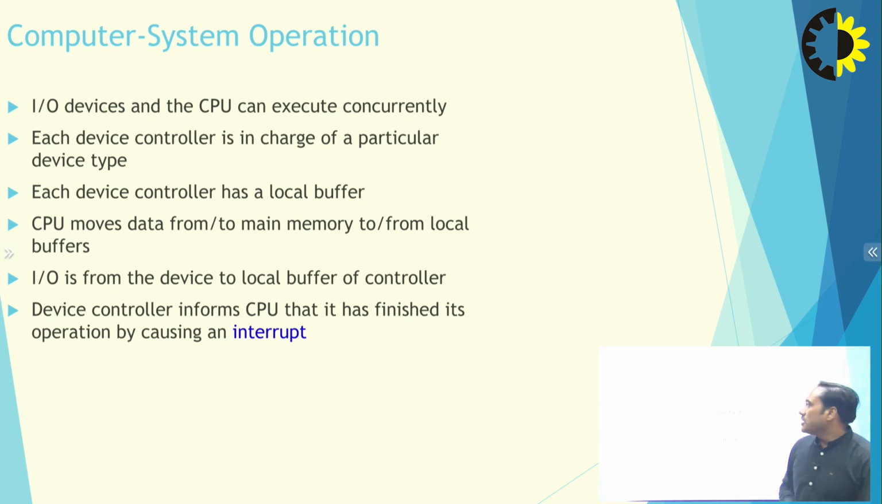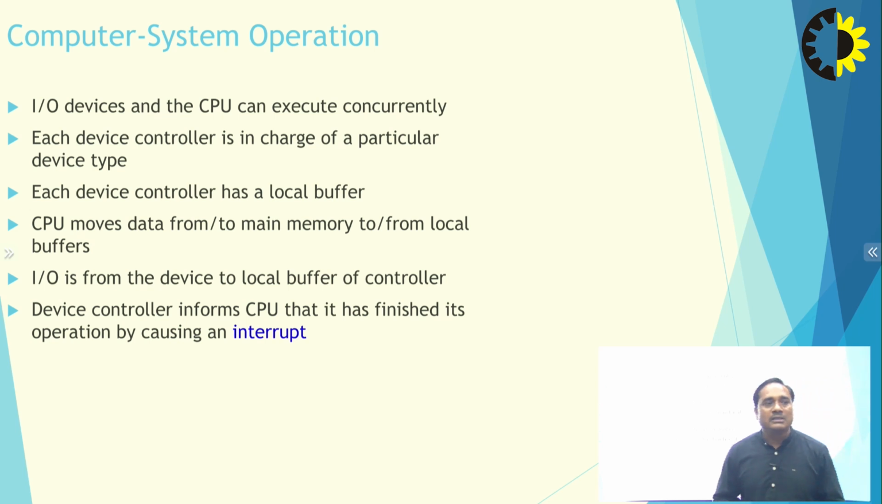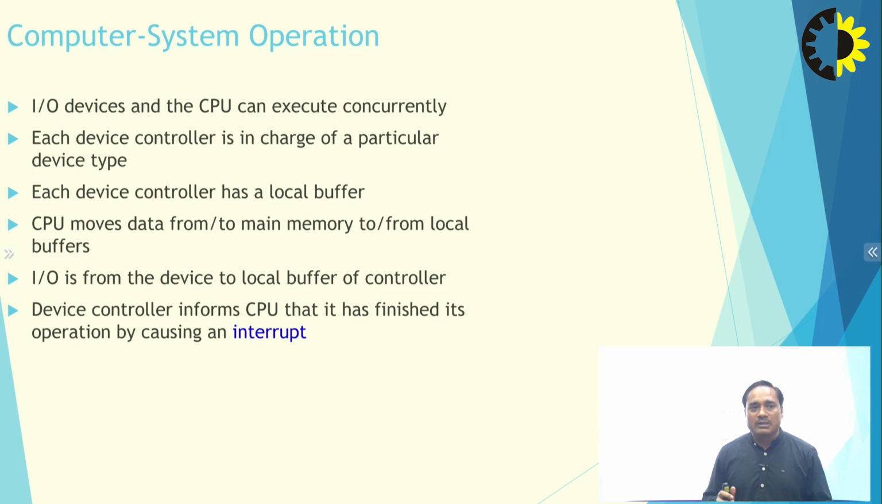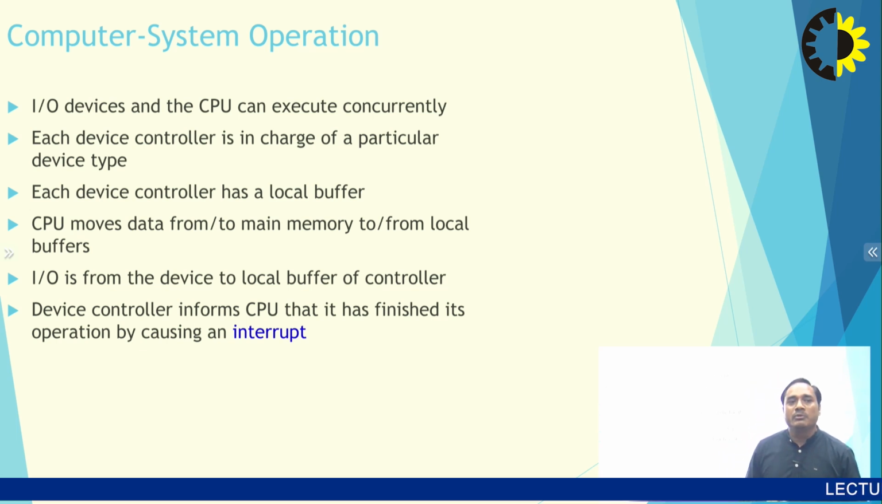Each device controller has a local buffer. Every device has a local buffer or local cache, in which your request sits. The CPU moves data from main memory to the local buffer and back. Your data is basically in the local buffer, and if you run that particular program, your data will come to the main memory, and when your program comes to the main memory, then your program will be executed. Without that program coming into the main memory, your program will not be executed.